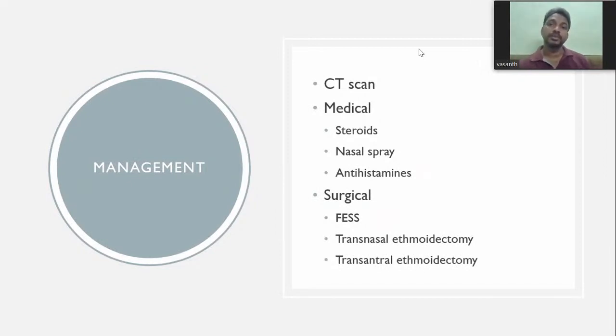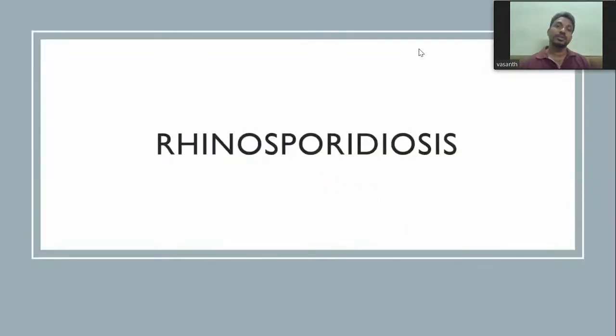So clinically diagnosed, CT scan gives you the picture of what sinuses are involved and gives you a roadmap for the functional endoscopic sinus surgery. And then medically, you can give nasal steroid sprays, and systemic steroids you give in low doses to reduce the size of the polyp, and antihistamines. And surgically, you do functional endoscopic sinus surgery or the transnasal ethmoidectomy or the transantral ethmoidectomy.